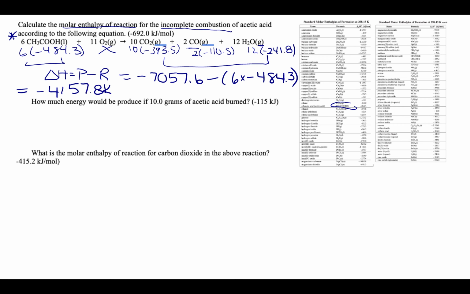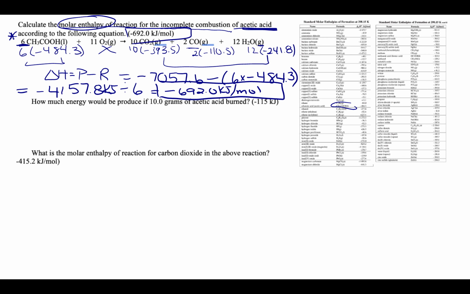Now, when I do this, the value I'm getting is negative 4,157.8 kilojoules. If I want a molar enthalpy for the combustion of acetic acid, that means I want it to represent just 1 mole. But this reaction has 6 moles, so before I finish, I need to divide this by 6, and that's why our answer is negative 692.0 kilojoules per mole, right? Just 1 mole of what's reacting.